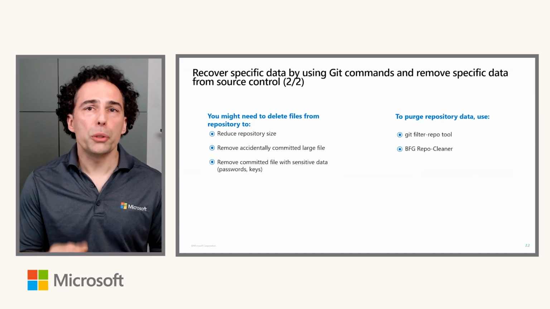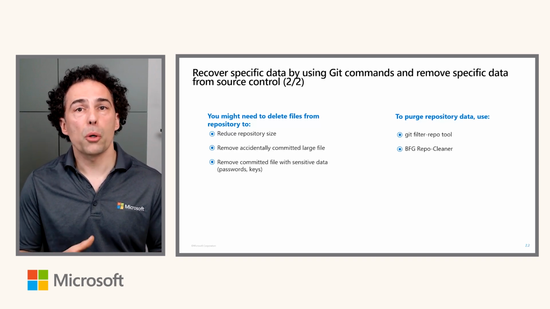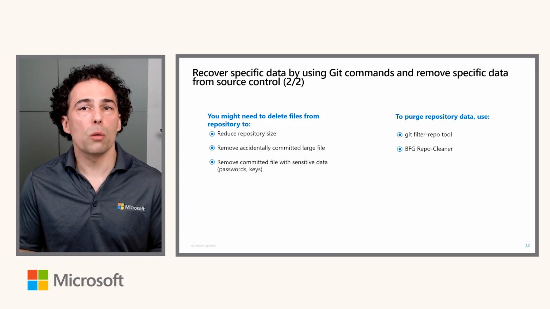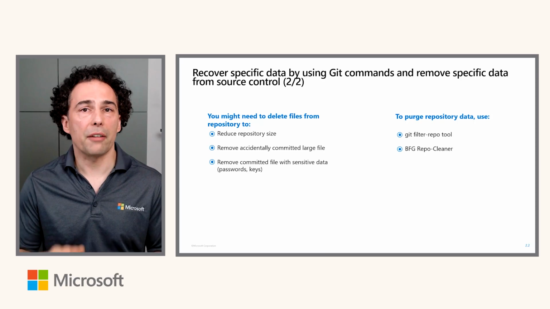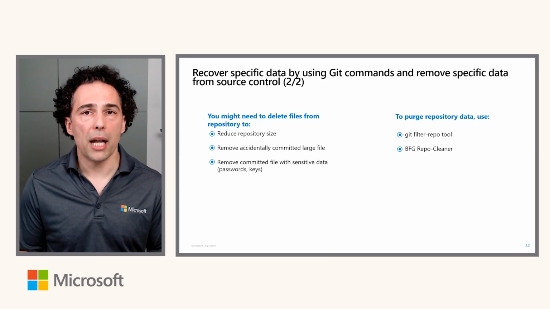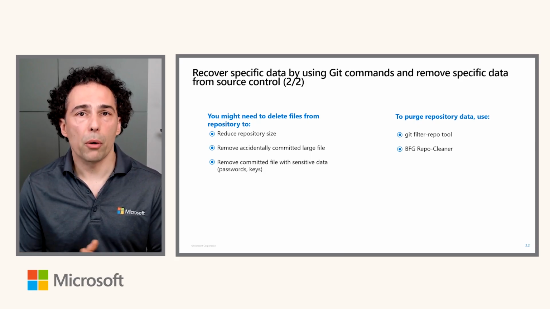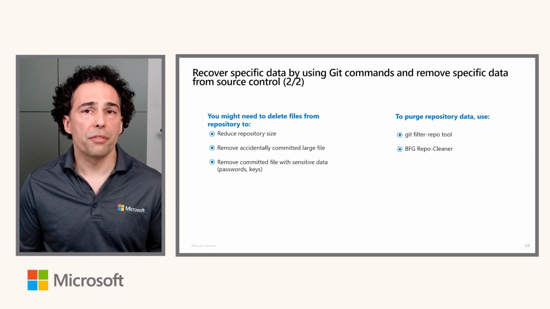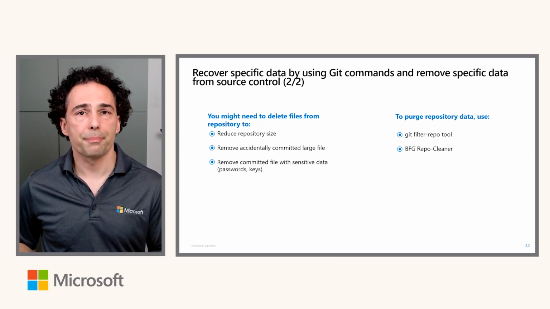You may also need to delete files from your repository at some point if it grows too large or has unwanted files. You can use Git's own commands like filter-repo or filter-branch, or other tools like the BFG repo cleaner to remove data from your repos. This can include large files, passwords, credentials, or any other kind of private data.